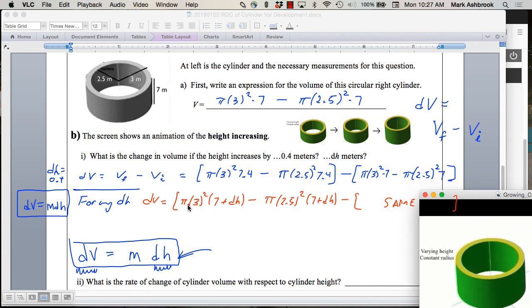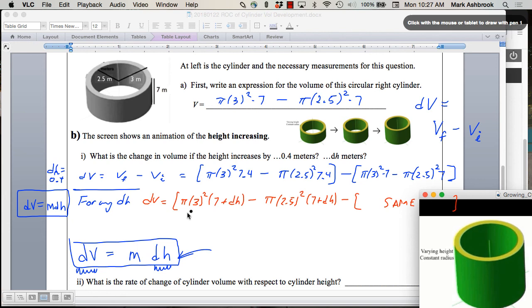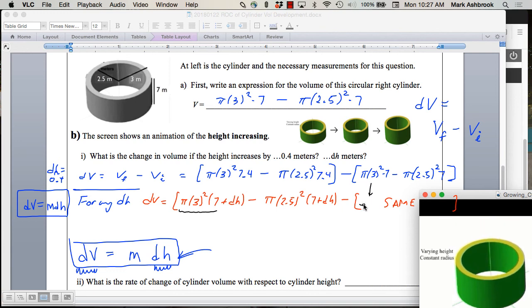Do you see that if you multiply through pi 3 squared times 7 and pi 3 squared times dH, that pi 3 squared times 7 will then be subtracted by the pi 2.5 squared term over here? So I can multiply this out, and this part will subtract off with that part right there, and they'll go away. Question? No, we're just doing algebra. Okay? So if I multiply this through, that is a way to do that, you're right, but that's not where we're going. And similarly, if I multiply this thing through, that right there will subtract off with this.